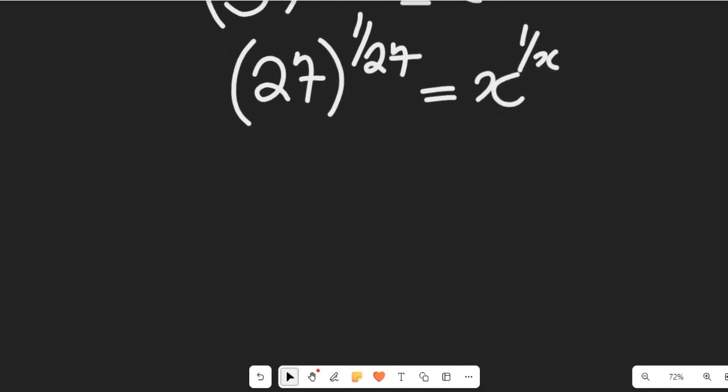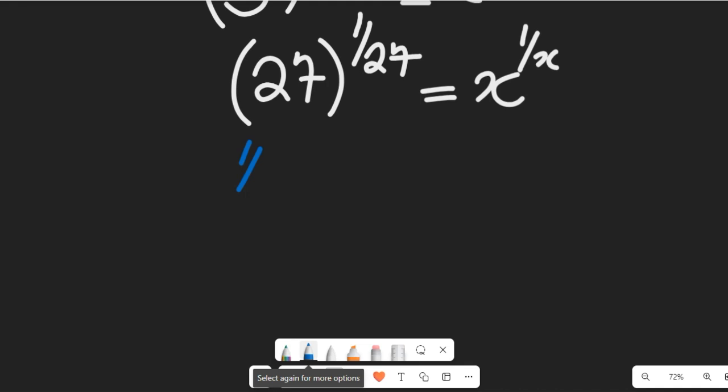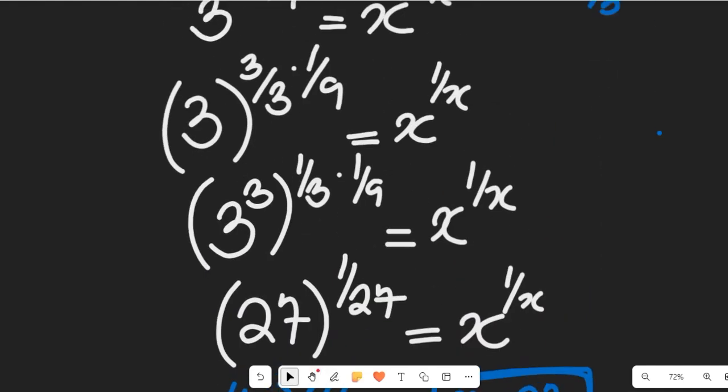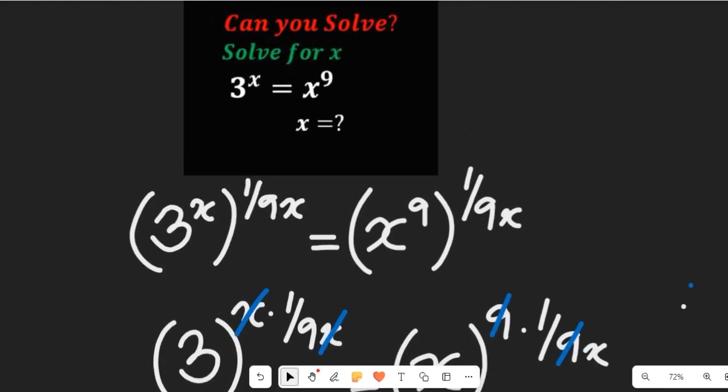Now, looking at this, I can simply compare the base and the exponent. If I compare the base and the exponent, I'll have 1 divided by 27 equal to 1 divided by x, of which if I simplify by cross multiplying, my x will be equal to 27. Now if I compare the base also, my x in the base will be equal to 27. So that tells me that the solution to that expression is x equal to 27. And that is the solution to that math question given to us up there.